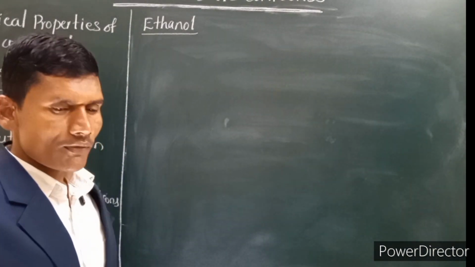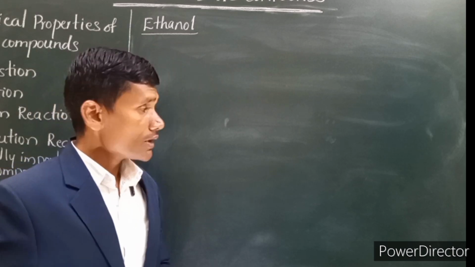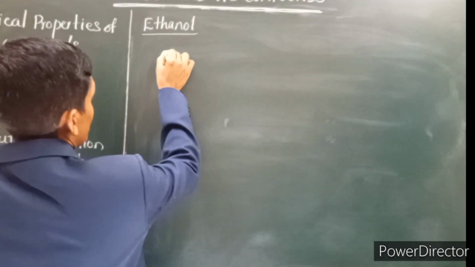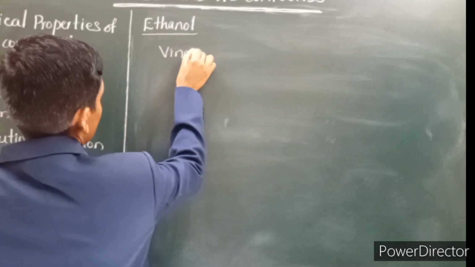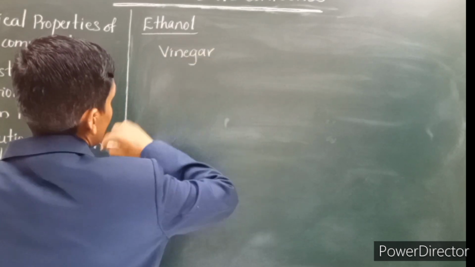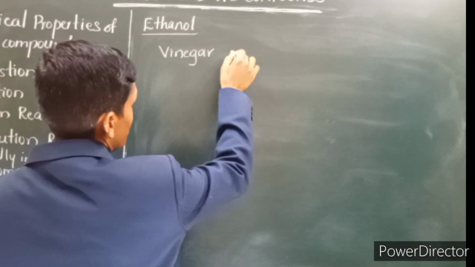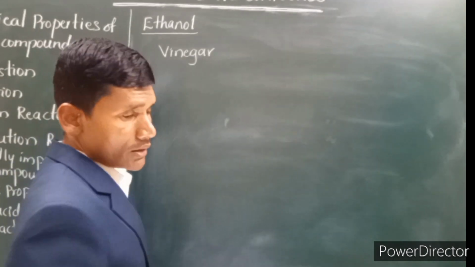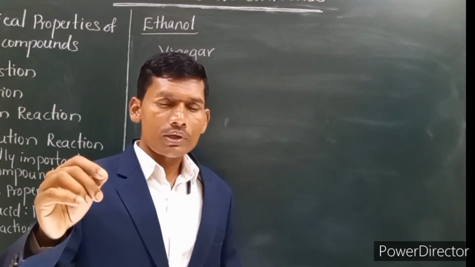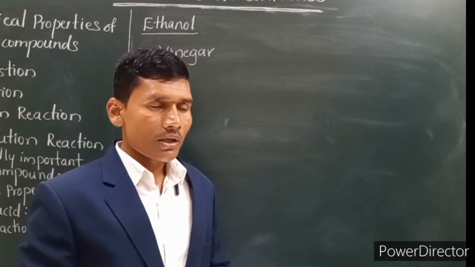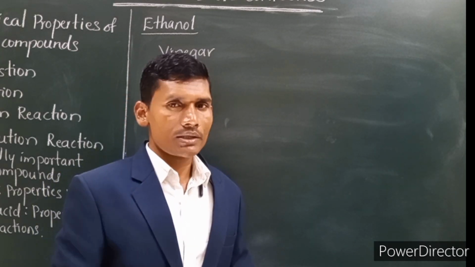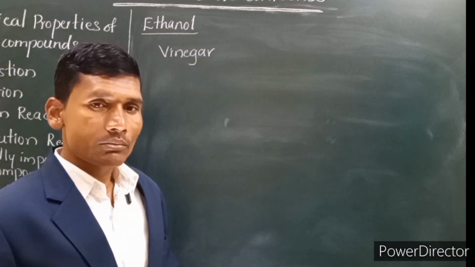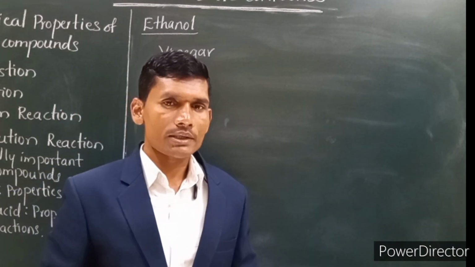Now, reactions of ethanoic acid. Before learning the reactions of ethanoic acid, we need to know where vinegar is used. Vinegar is used as a preservative in pickles. This vinegar is acidic in nature. The group of carboxylic acids are acidic in nature, but still they are weak acids.